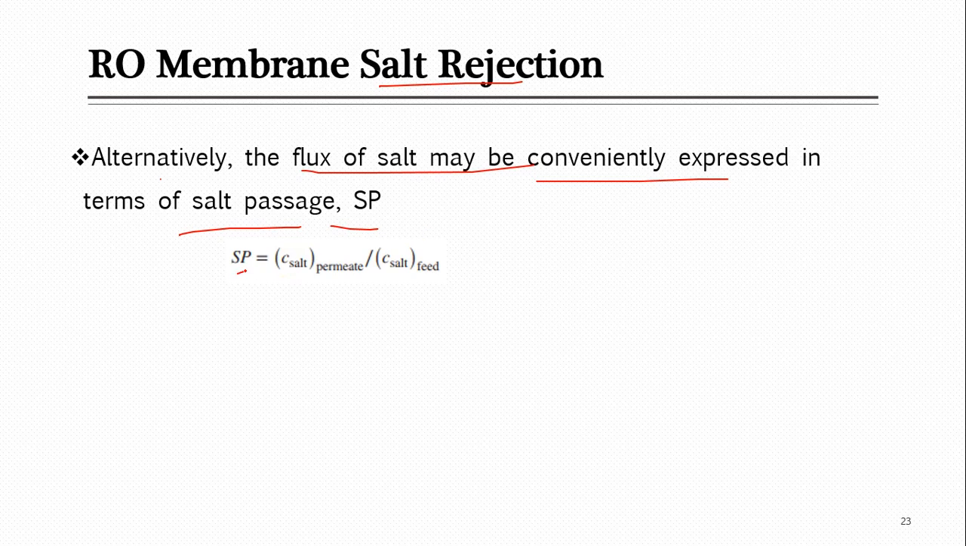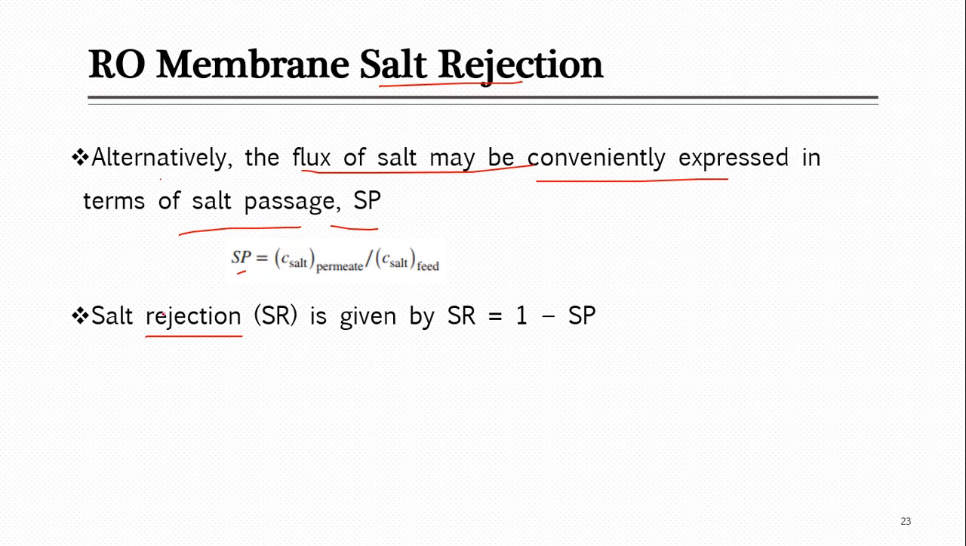Suppose we consider the amount of salt on the feed side to be 1 or 100%, and some portion of that has passed through the membrane, for example 5%. Overall, how much is rejected or not allowed to pass through the membrane is called salt rejection. All those salts which were rejected are represented by SR equal to 1 minus SP, or as a percentage, 100 minus 5, so 95% of the salt is rejected.